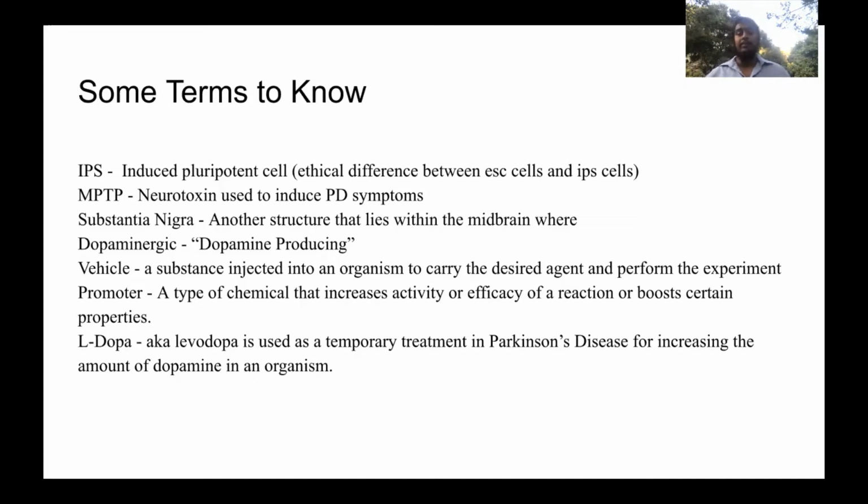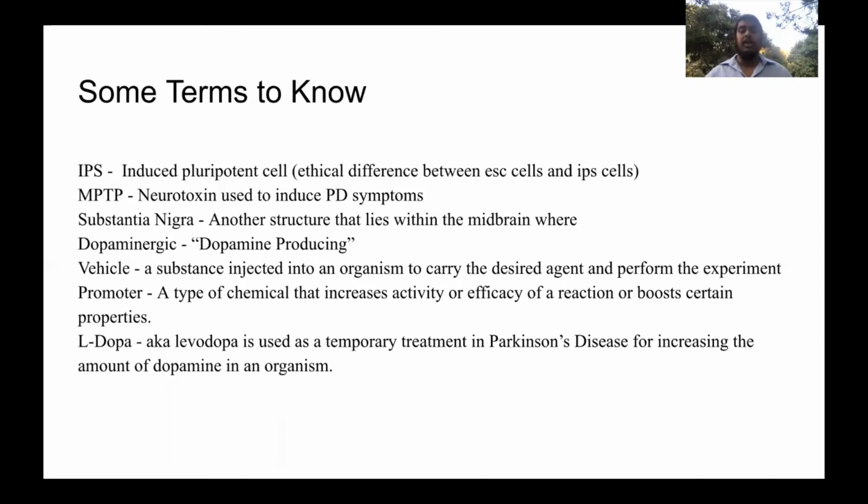Moving on, we have MPTP, which is a neurotoxin that we use in the primate models in order to induce symptoms that are typically seen within Parkinson's disease. And then we have the substantia nigra, a region inside the midbrain, which is where a lot of dopamine neurons, or dopaminergic neurons, I should say, originate and move around. And just as a quick cover, dopaminergic sounds really scary, but all it really means is that it's producing dopamine.